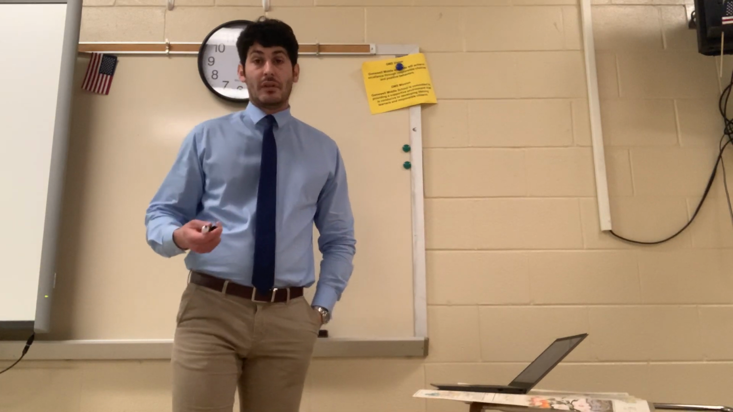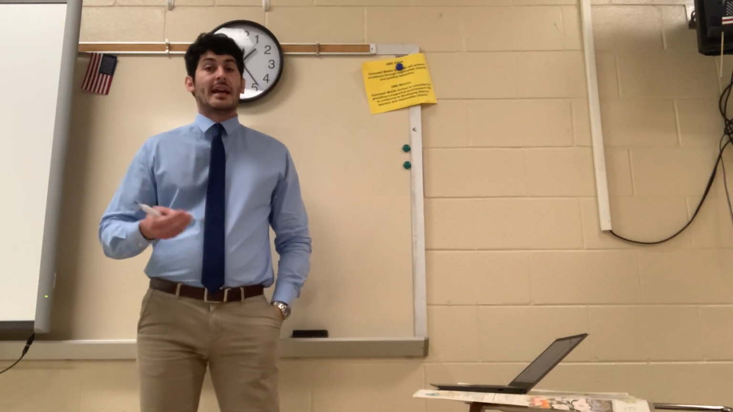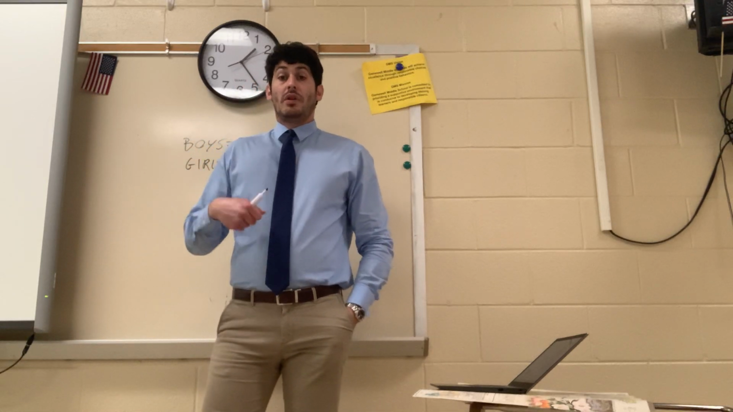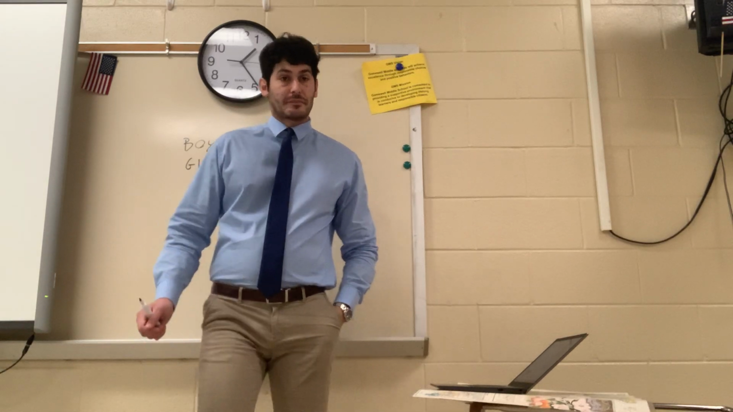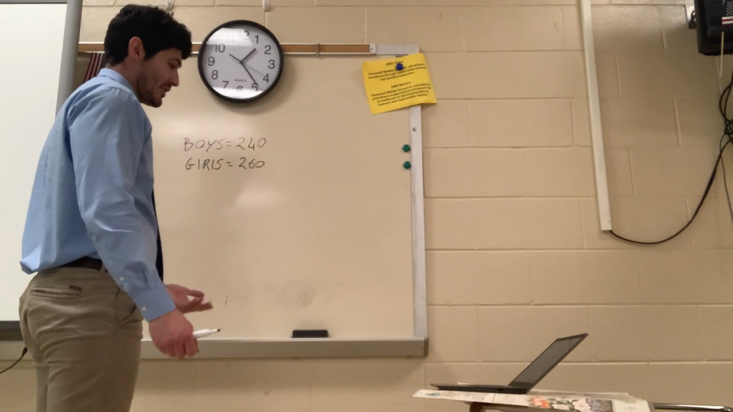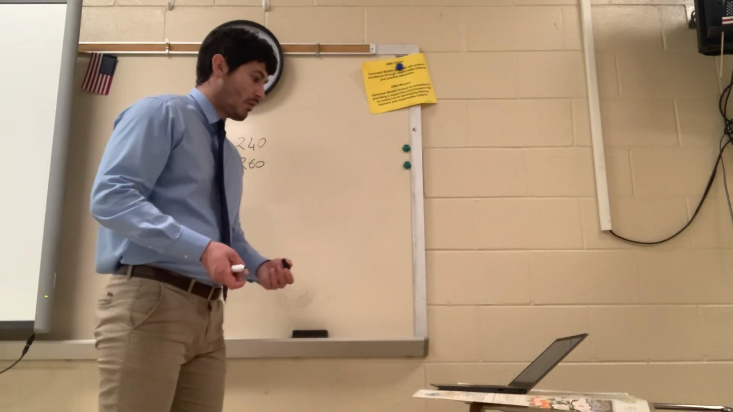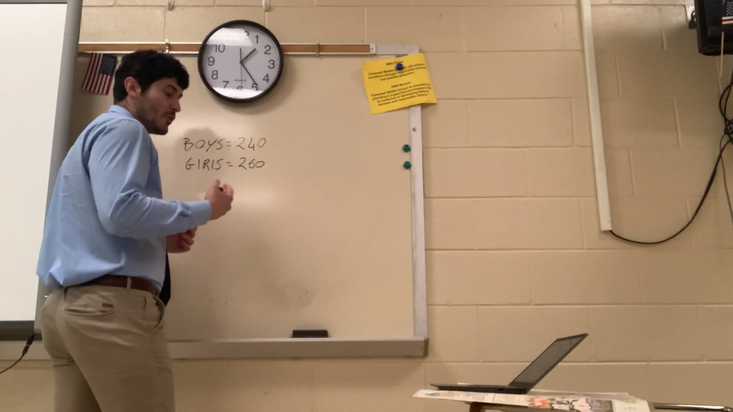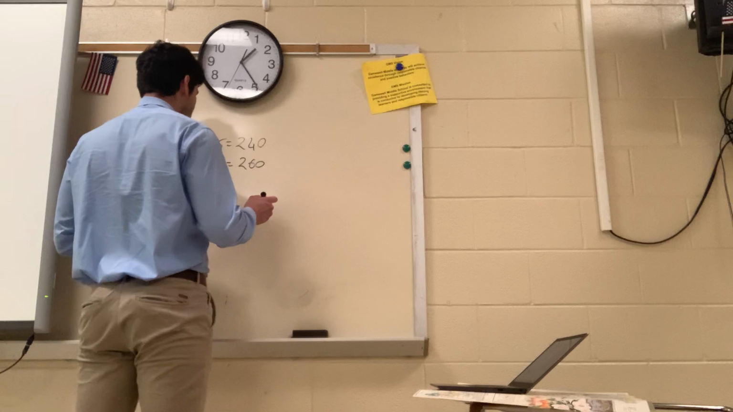So first of all, we have to understand what a ratio is. A ratio is nothing else but a comparison of two values or two quantities. In this case, we are comparing girls to boys, the number of girls to the number of boys. So we have 240 boys and 260 girls, right? So all we have to do to make a ratio of girls to boys is basically putting those two quantities in a fraction format.